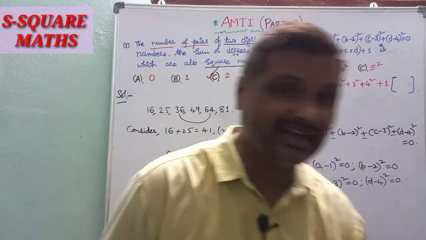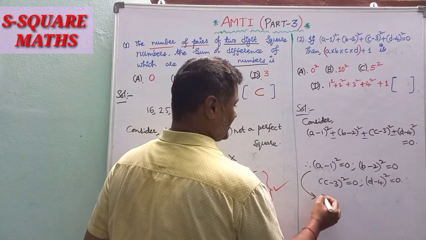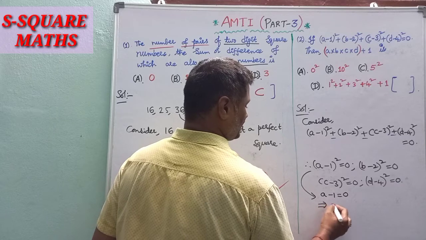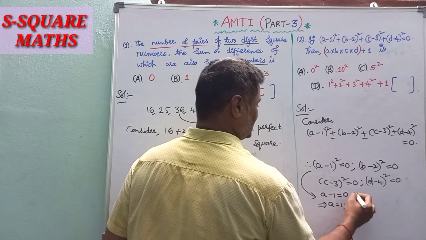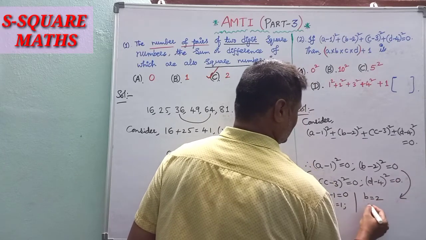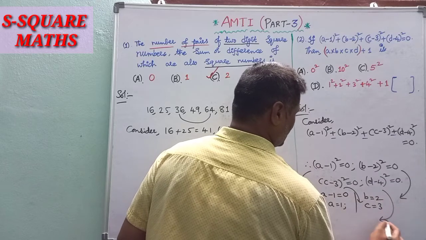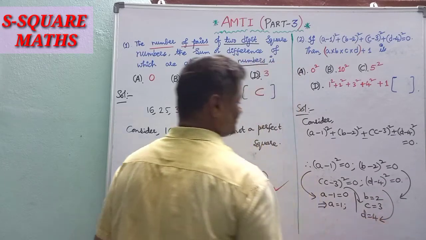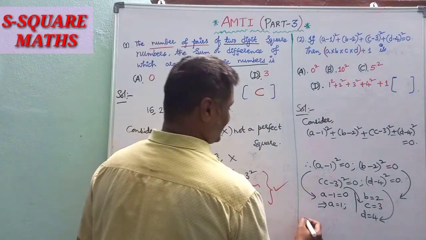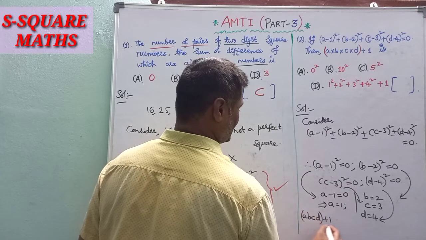Okay, so this is the point we have. So now I have to go on to get the values. After getting these, it is very easy. So (a minus 1) whole square is 0, nothing but a minus 1 is 0. So finally a is equal to 1. Next, in the same way b is equal to 2 you will get, c is equal to 3 you will get here. Finally d is equal to 4 you will get. But our conclusion is nothing but a times b times c times d plus 1.